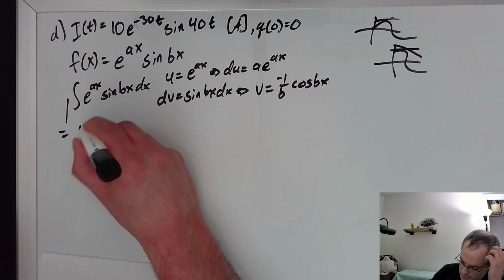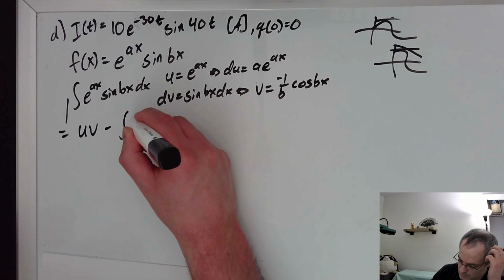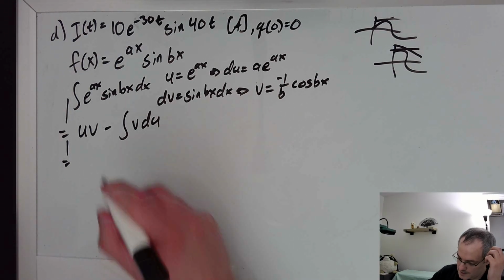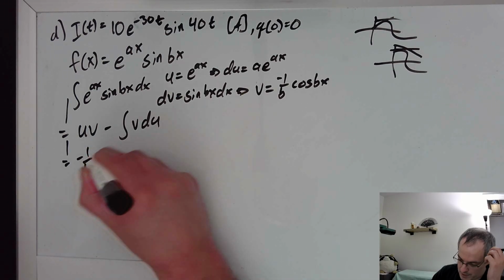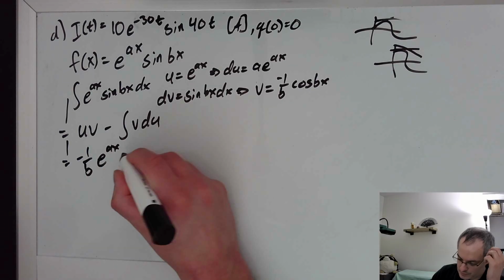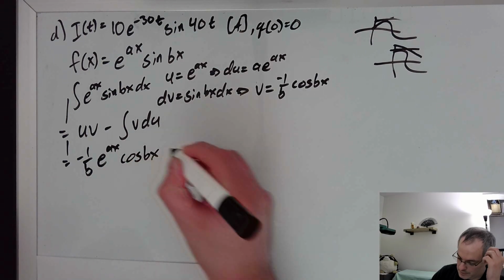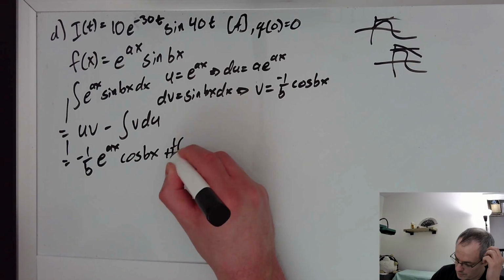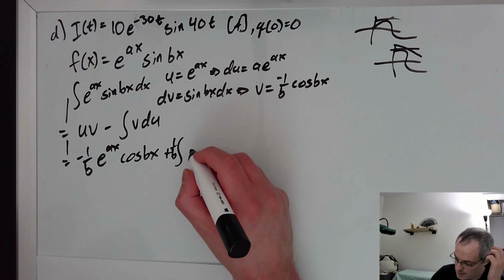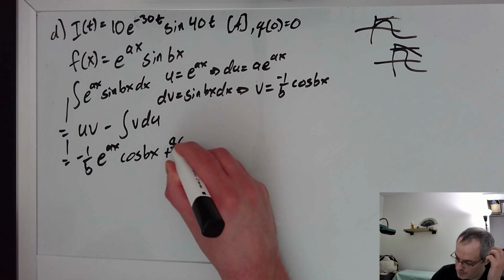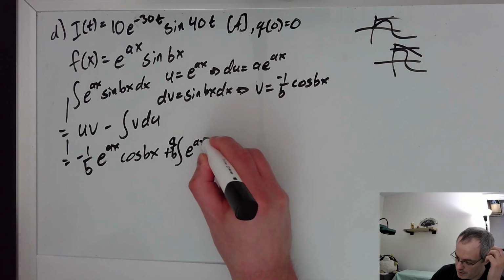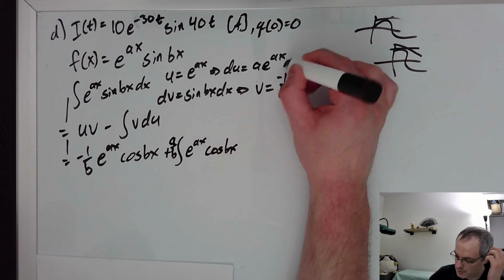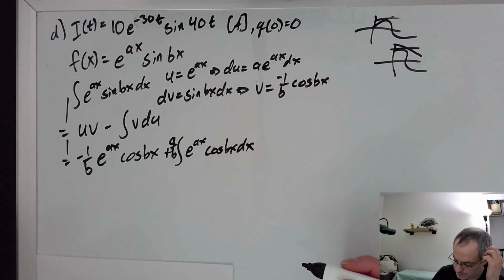Then this becomes uv minus the integral of v du. Putting them in: minus 1 over b e^(ax) cos bx, plus 1 over b times a for this, the integral of e^(ax) cos bx. There should be a dx there. dx.